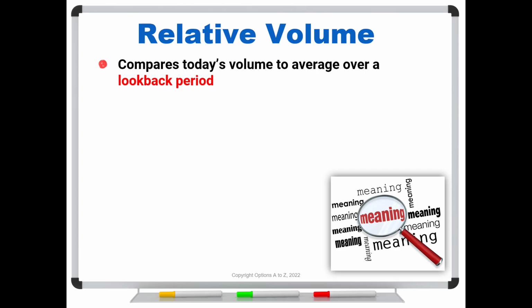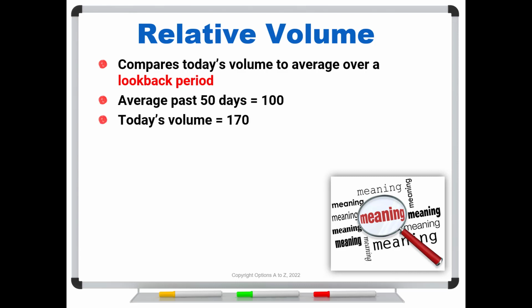So we might use, let's say, the average of the past 50 days. And let's say that we get an average of 100. Of course, that would be really low volume, but let's say it could be 100,000, it could be 1,000,000. It's just, we'll call it 100 units. And so that's the average over the past 50 days. And today's volume, let's say, is 170.